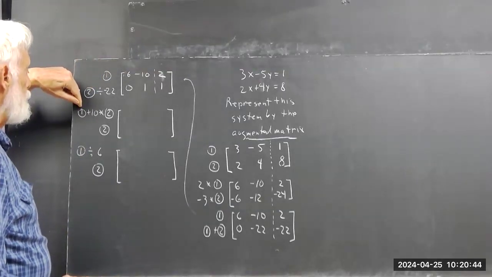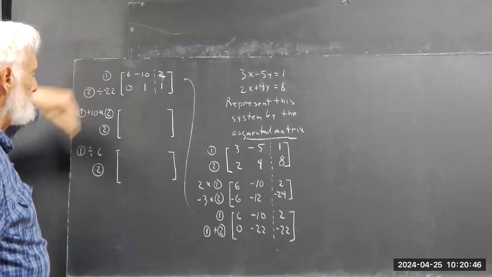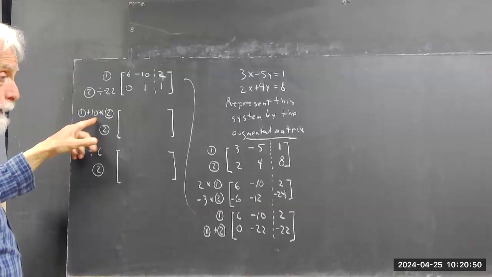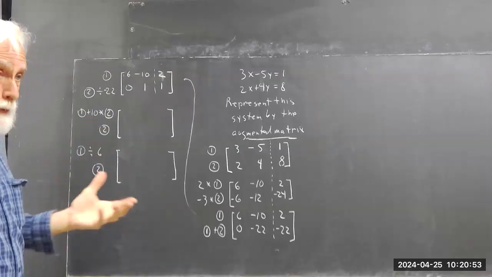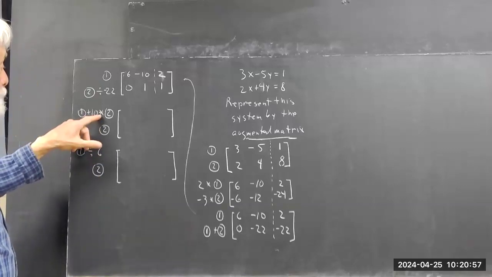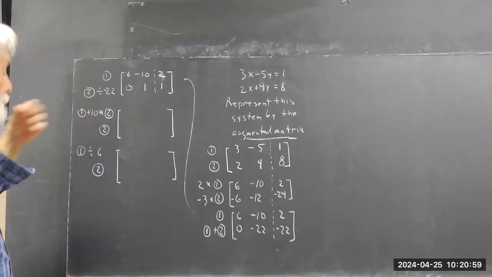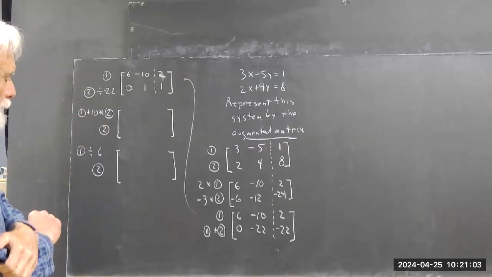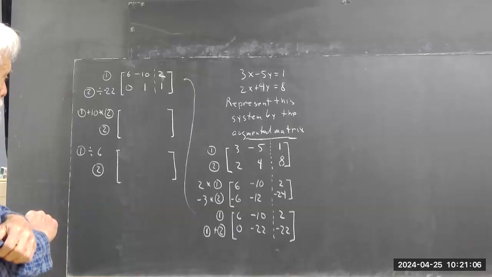We're going to do row 1 plus 10 times row 2. Now, don't make the mistake of doing row 1 plus 10, because you never do that. You never add a number to a row when you do this. Plus, you have the order of operations, multiplication before addition. Nobody made a mistake like that. I've seen mistakes like that in other classes, so you want to be careful.